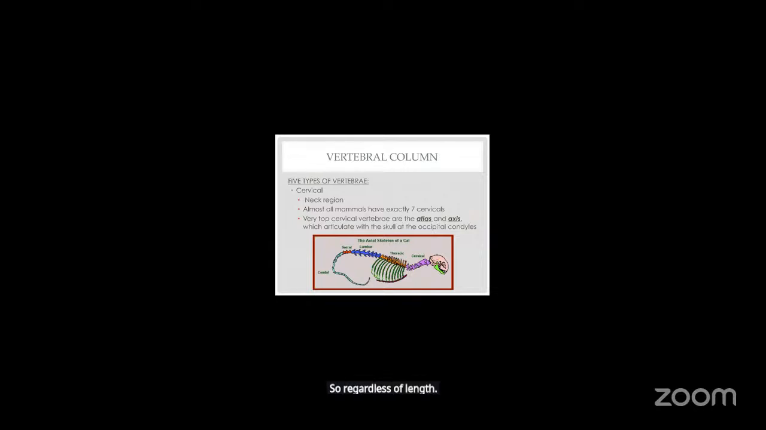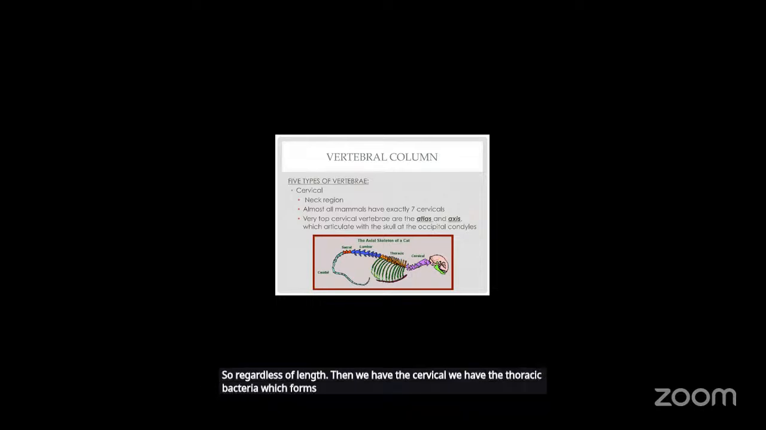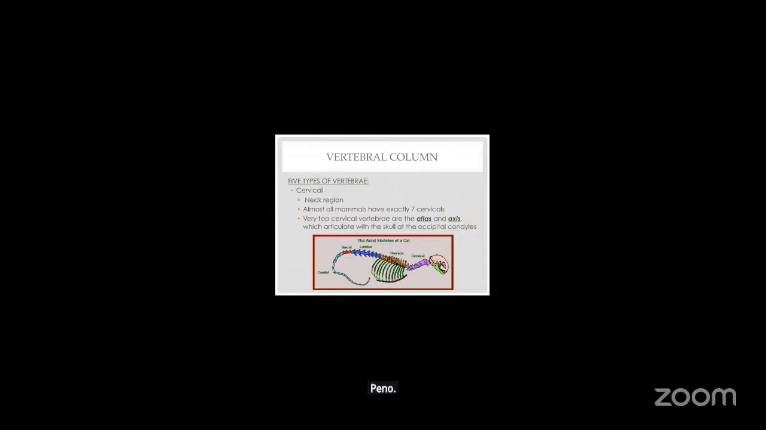Then we have the thoracic vertebrae, which form points of articulation for the rib cage. An extension of the thoracic vertebrae allows for the formation of the rib cage, and in front of the rib cage we have a soft cartilaginous part which is called the sternum, which provides muscle attachment to enhance breathing in and out for these animals.